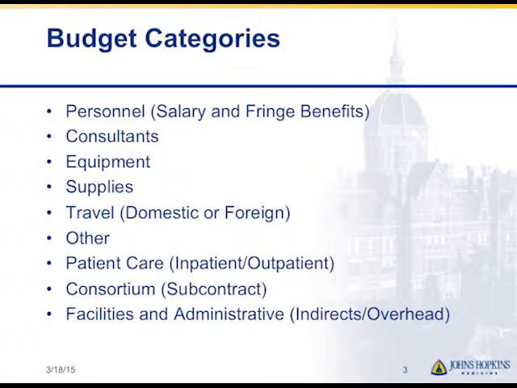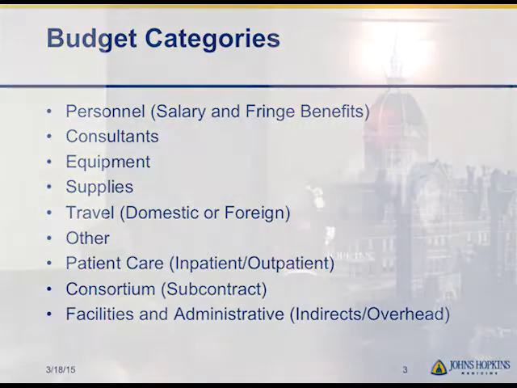And then we have a category of consultants. Equipment. Equipment is in reference to one piece of equipment that is over the cost of $5,000. Your materials and supplies. Your travel, whether it's domestic or foreign travel. Other, this is where you're going to have publication costs, or long distance phone calls, things of that nature. Patient care, inpatient or outpatient. If you have a consortium or subcontract on your budget. And finally, the facilities administrative cost, which is also known as your indirect or overhead rate.